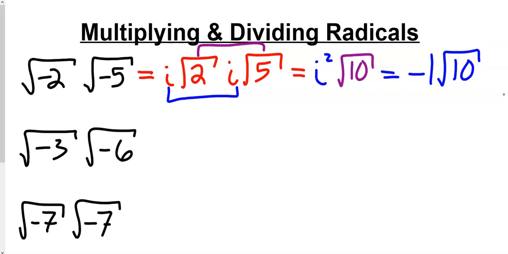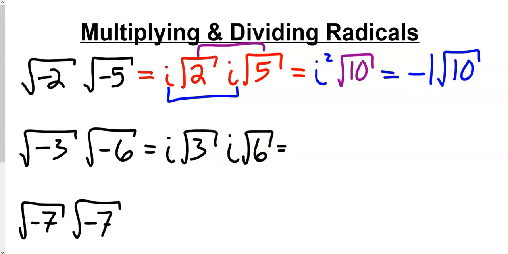You don't have to draw the 1 in there. The rest of these are going to work the same way. Let the i pop out. Then you've got the square root of 3 times i square root of 6. Go ahead and do your multiplying. The i's times the i's become i squared. The square root of 3 times the 6 becomes 18.